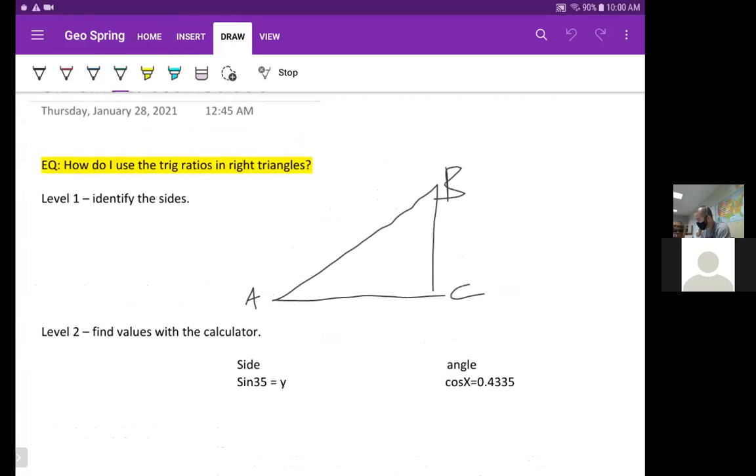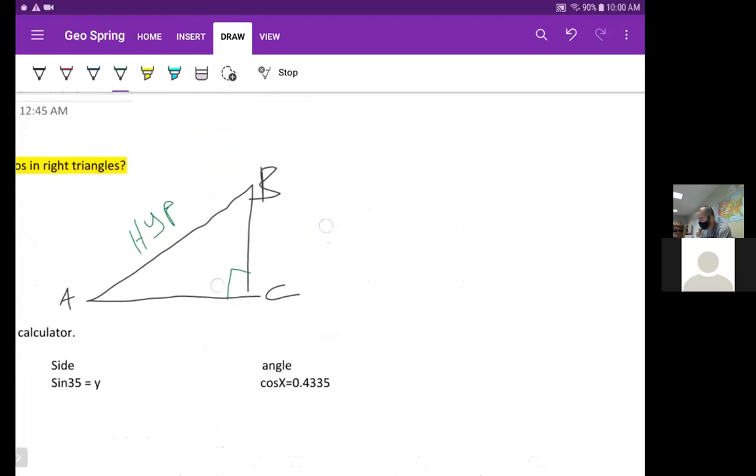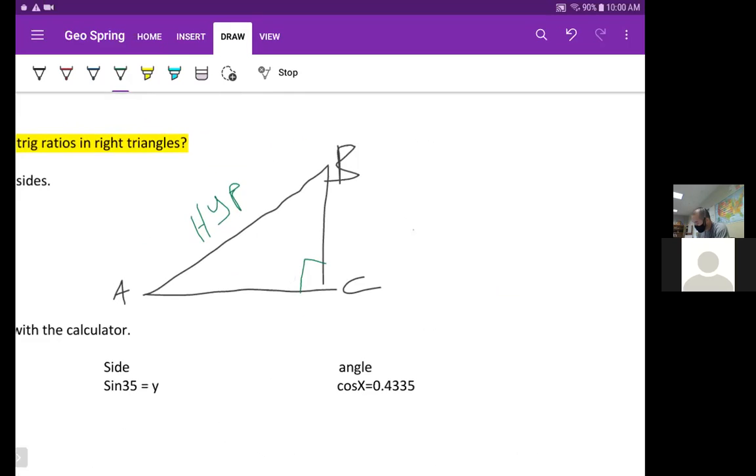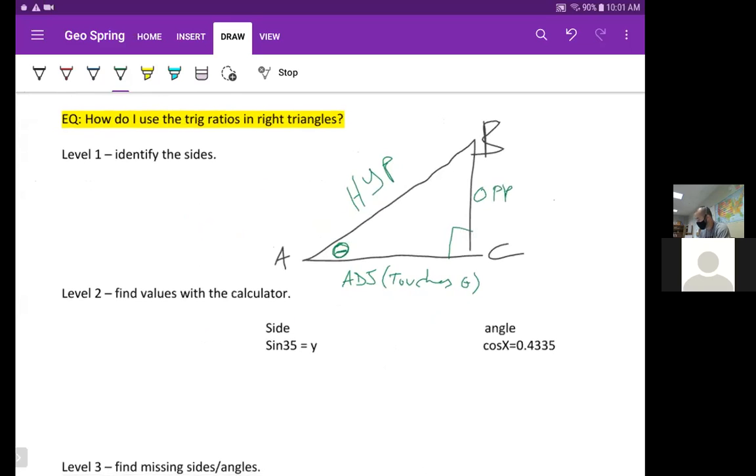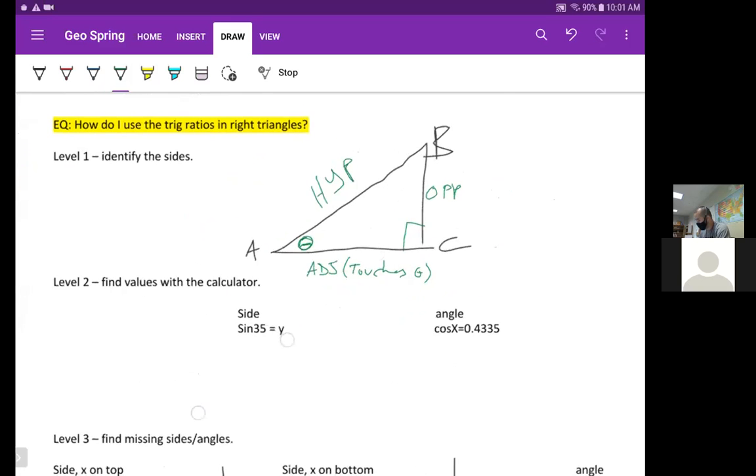So when you have this type of triangle, this is the right angle. This is always the hypotenuse. So if we're looking at this angle, let's say the angle is this here, A. So this is A, this is your adjacent side because it touches the theta, touches the angle. This is your opposite side. It's not touching the angle. So that's the first thing you need to be able to do.